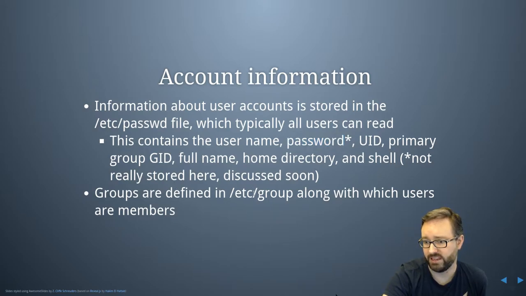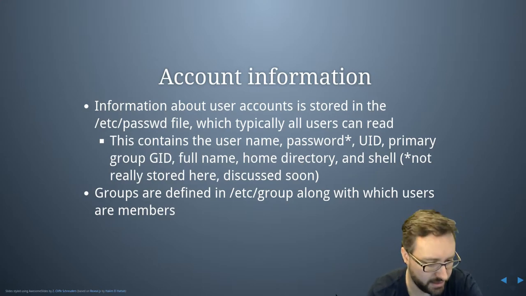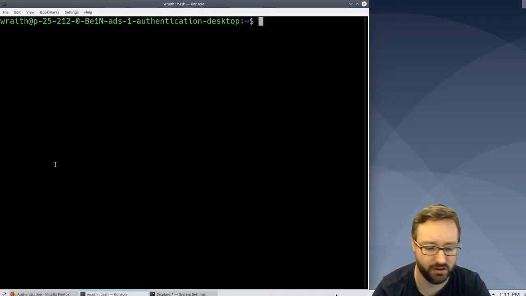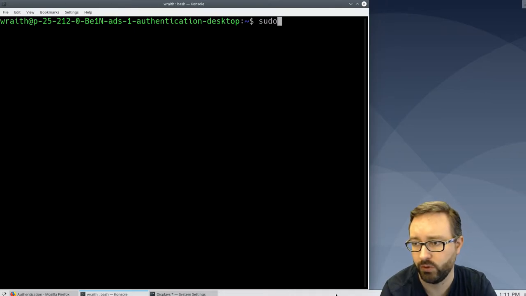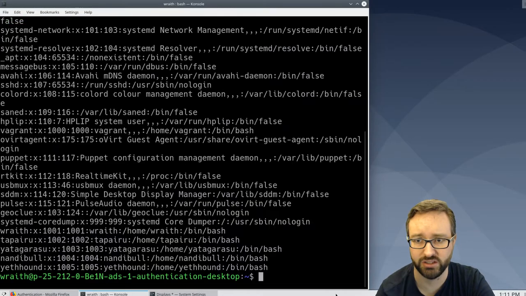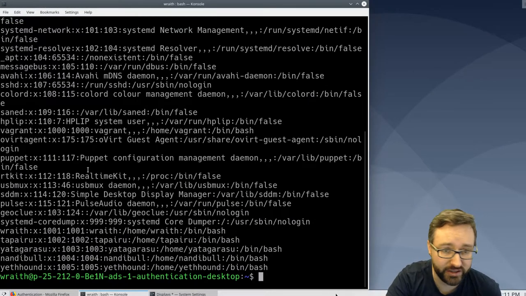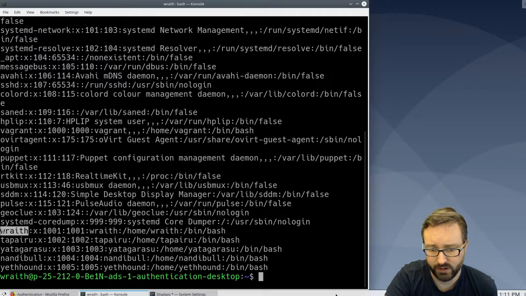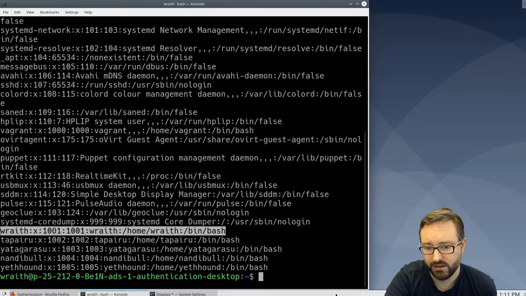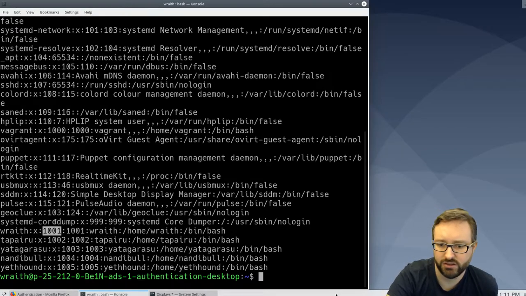And groups are defined in the /etc/group file. So let's just have a quick look at that. I don't even need to use sudo. I can just cat the passwd file as a normal user. And I can see this is the contents of the passwd file. This is where users are actually defined. So I've got my username that I'm logged in with here. And there's an x, so that's the password. There's the UID, so that's the user identity for this user account. So that's 1001. There's a group ID, which happens to also be 1001.